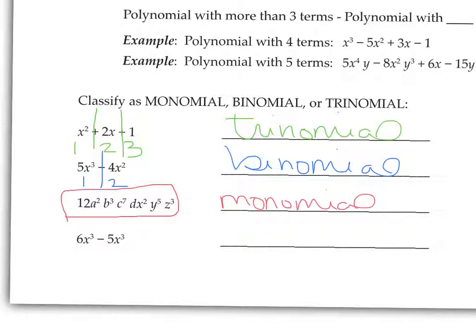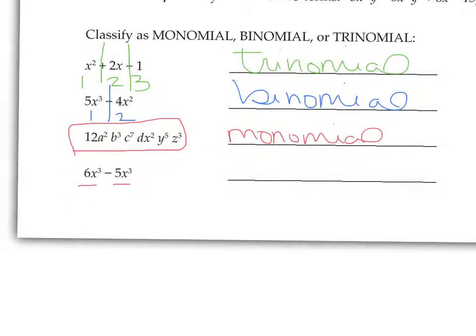In the last example here, it looks like there are 2 terms. However, both these terms have an x cubed. These are what we call like terms. We've talked about like terms in an earlier lesson. And since they are like terms, we need to combine like terms before we can classify this polynomial. So 6x cubed minus 5x cubed leaves 1x cubed, because combining like terms, we just add the coefficients, the 6 and the negative 5. That leaves 1x cubed, which tells us there's only 1 term. So this is also a monomial.